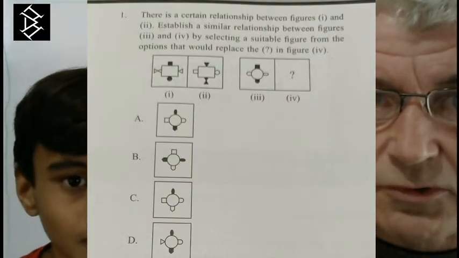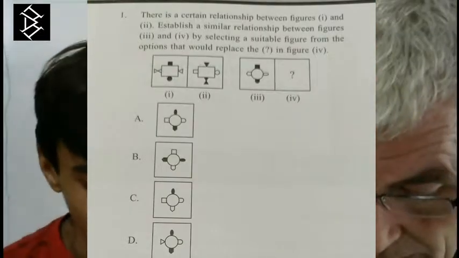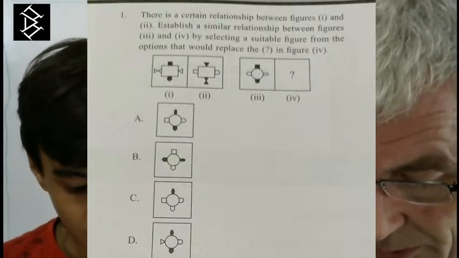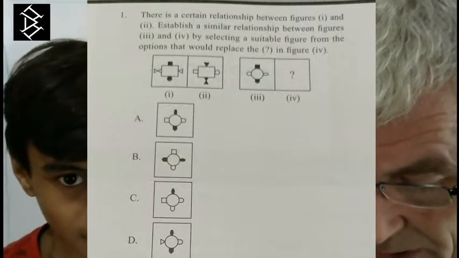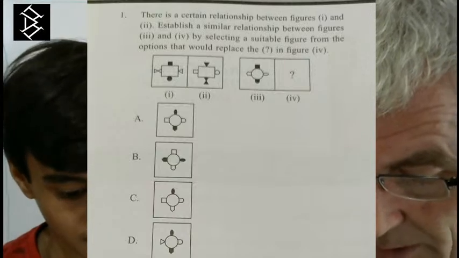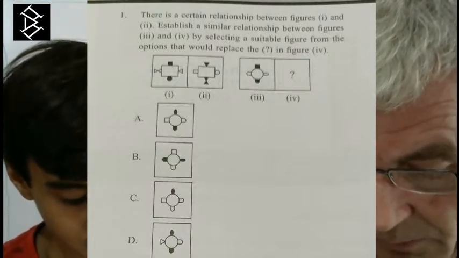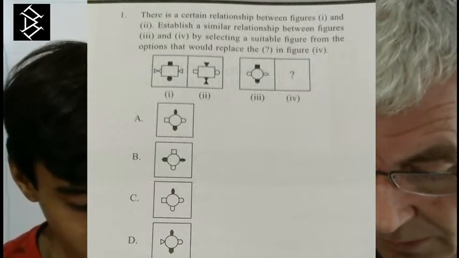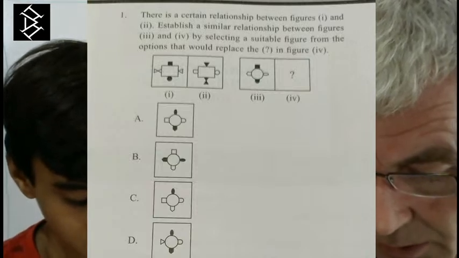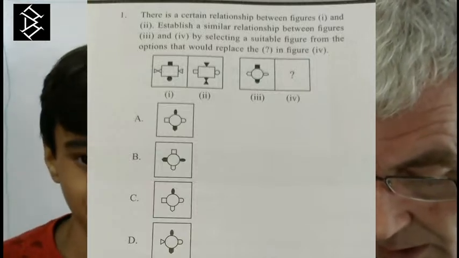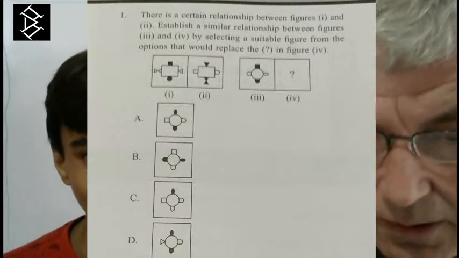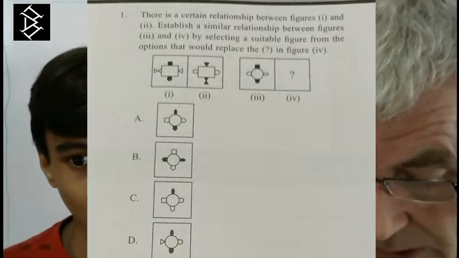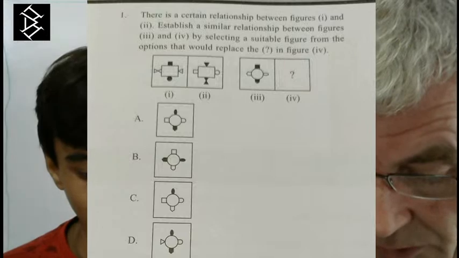So that's your first question. Read that. There's a certain relationship between figures 1 and 2. Establish a similar relationship between figures 3 and 4 by selecting a suitable figure from the options that would replace it. If I look at figures 1 and 2, clearly I can see that they are revolving clockwise, and the color is changing.